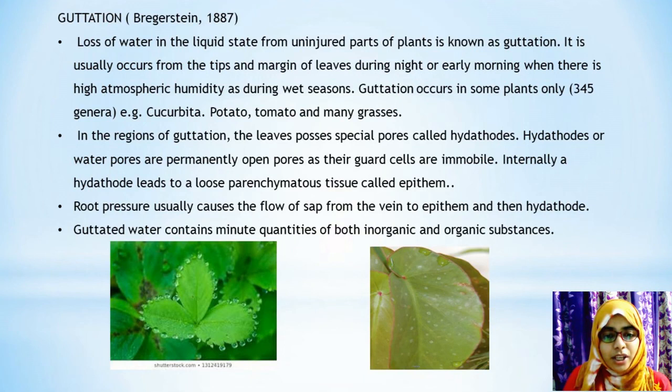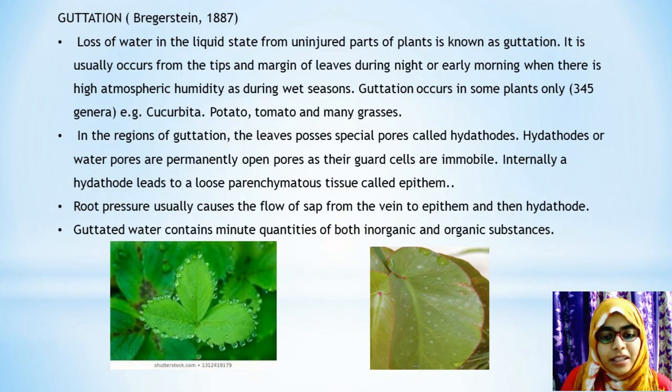Usually in marshy areas or the winter season, what happens? More water is stored in the plants. So due to the creation of extra pressure by the root pressure, the water gets leaked or removed in the form of water molecules through these hydathodes. This process is called the guttation process. Okay. This is usually seen in plants like cucurbita, potato, tomato and many grasses. You can see small water droplets. I have given you a diagram picture over there.